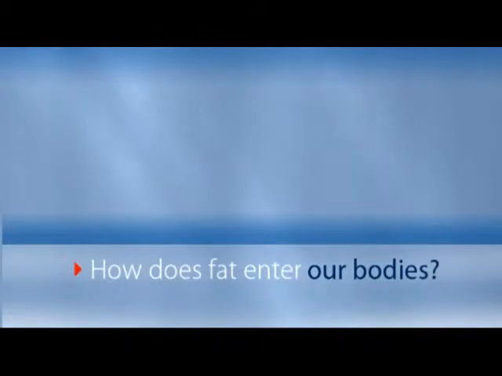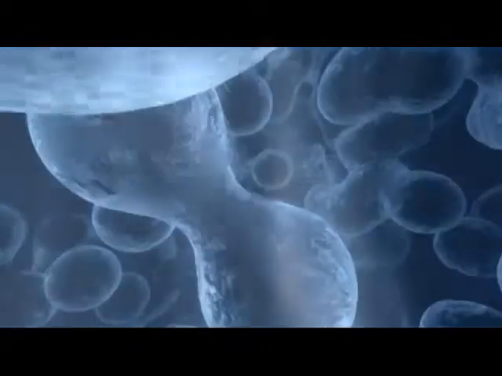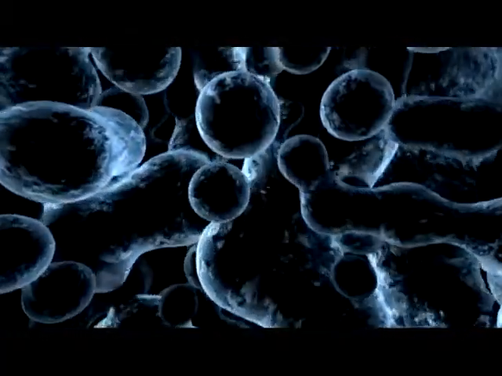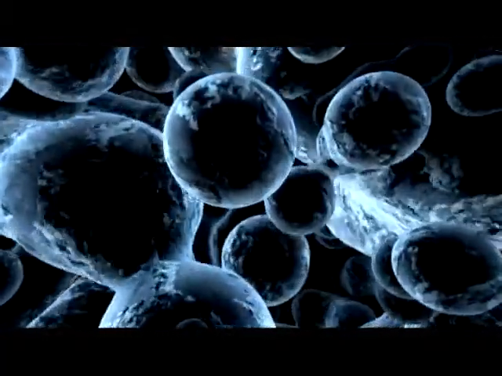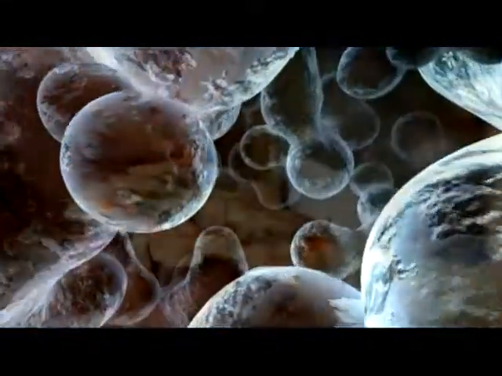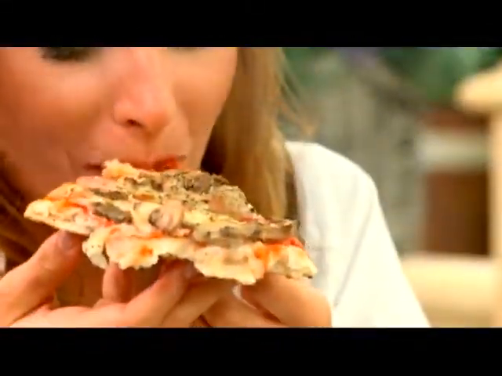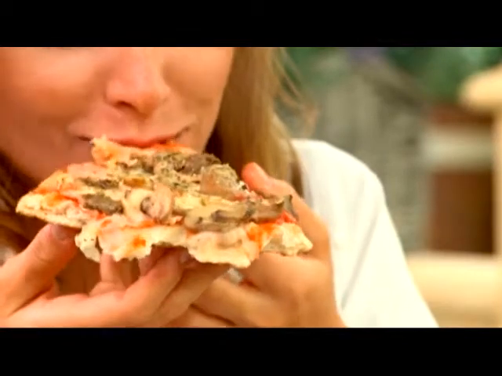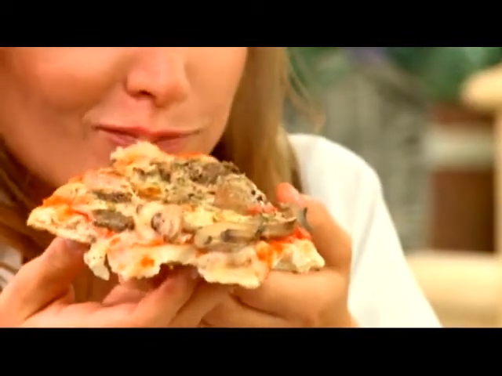How does fat enter our bodies? Triglycerides are formed when a single molecule of glycerol combines with 3 fatty acids. Triglycerides make up most of the fat digested by humans. They are the main constituent of vegetable oil and animal fats.